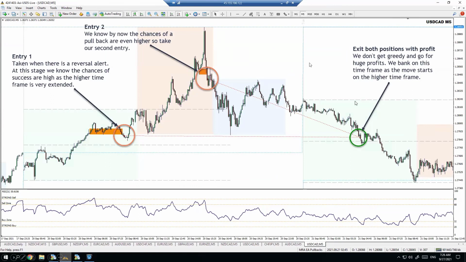And as that move then starts to play out, we exit both of our positions with a profit. But this is a mean reversion trade. We don't get greedy. We just basically bank some profit. We're not looking for those huge runs that you would tend to look for when you're trading a higher time frame. We're just looking to get in and out with the idea that the 4 hour time frame is extended and starting to come down. So does that make sense?